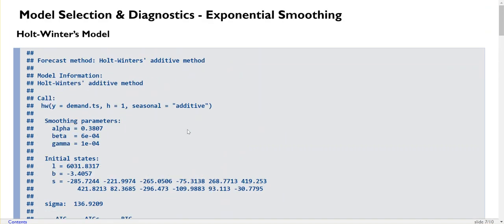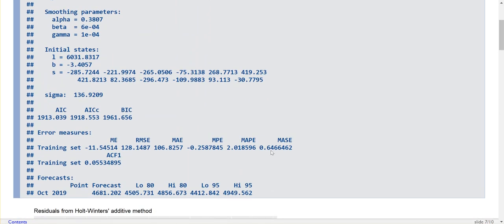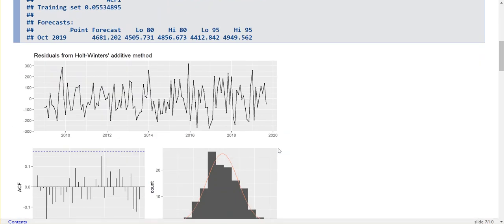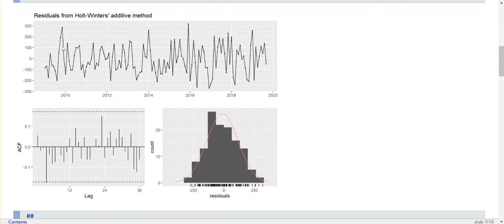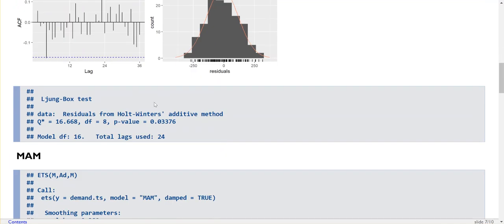But let's look at ETS models, or exponential smoothing models. Again, we've tested three so far. The first one we did was the Holt-Winters additive model, with a MASE score of 0.46. We look at the residuals. It's not too bad, spread out across a rectangle shape. There's a slightly significant lag here, but it's ever so slight. However, the distribution of residuals is not normal. We did the Ljung-Box test, and we got a p-value of under 0.05.